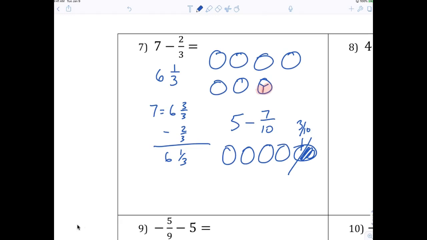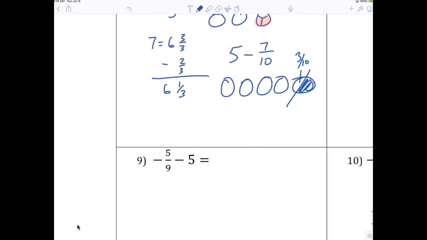You with me? Now, the other thing I want to show you is 5, right? 5 is the same as 4 and 10 over 10. Do you know this? Minus 7 over 10. 4 and 3 tenths. That's another way of looking at it. You think you got it now? Yes. All right. You're welcome.